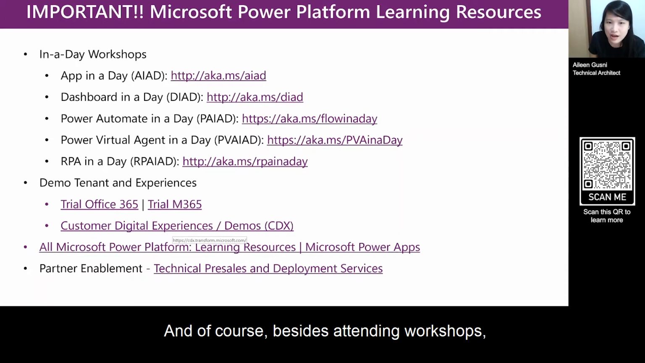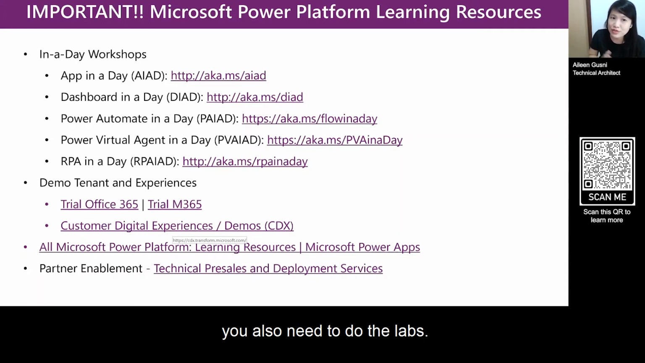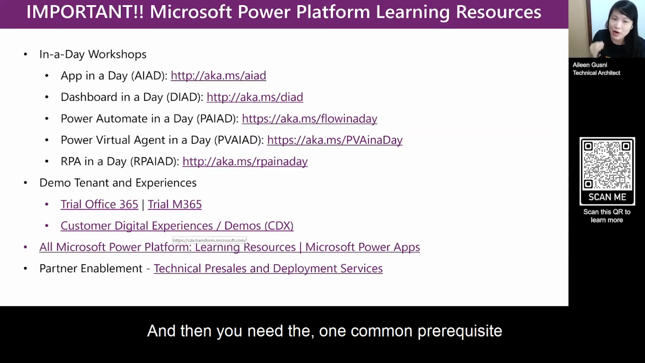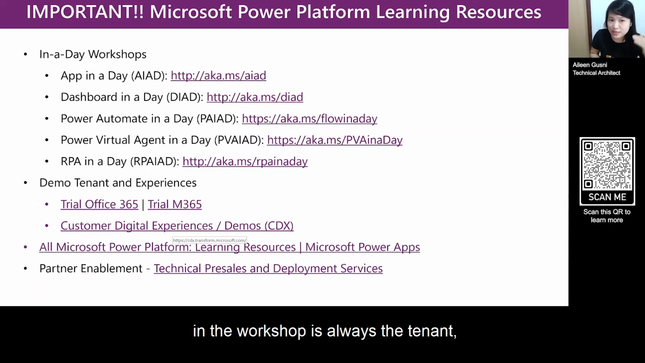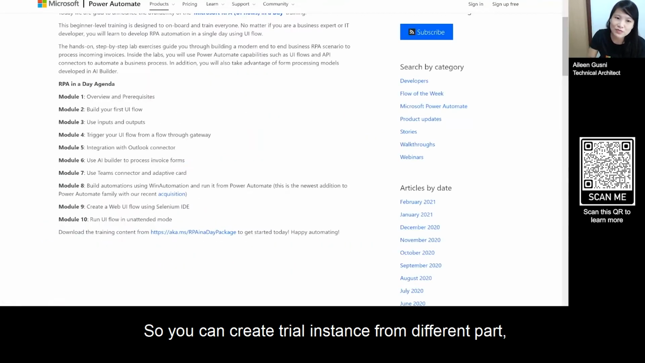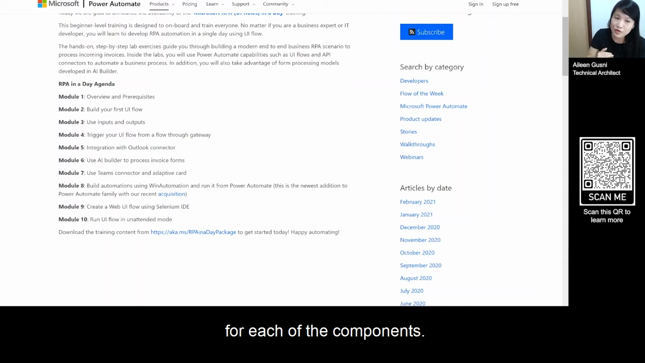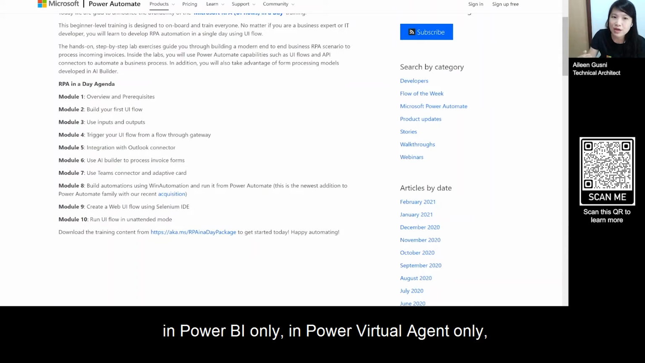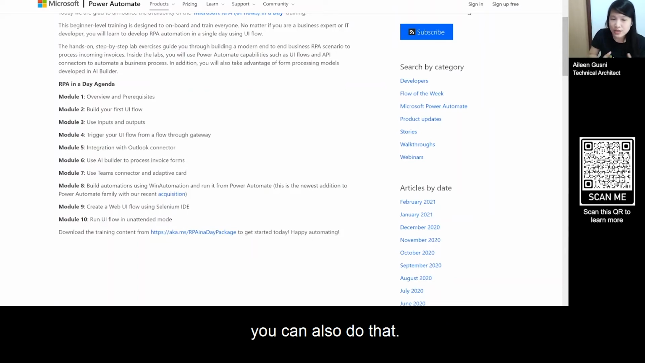And of course, besides attending workshops, you also need to do the labs, right? And then the one common prerequisite in the workshop is always the tenant and the trial instance, right? So you can create a trial instance from different places, whether from Office 365, from the trial M365, or even we have links for each of the components you want to get started with: Power Apps only, Power BI only, Power Virtual Agent only. You can also do that, right? So you can start from Office 365.